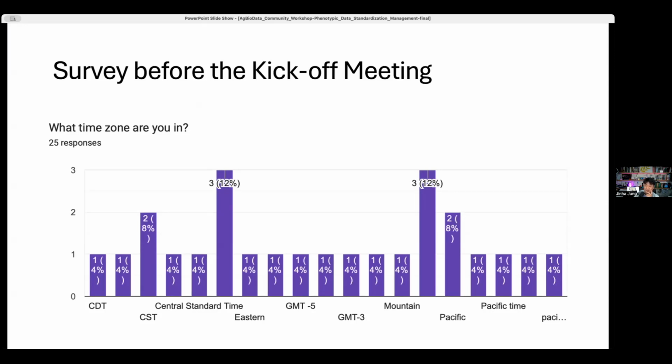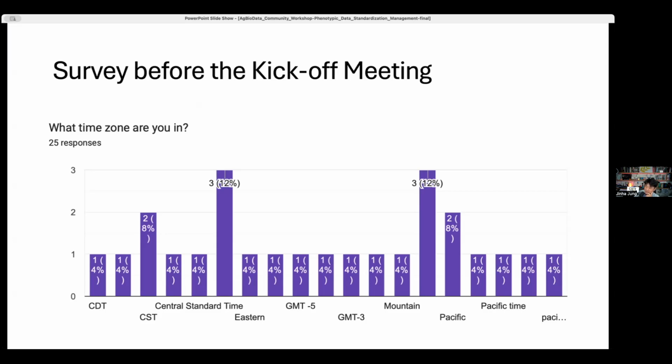When we were planning the kickoff meeting, we thought we needed a pre-kickoff meeting survey to figure out the best time to meet and how many are actually willing to join, because even though many people say they're interested, when you open it up, we never know how many are actually going to show up. So we sent out the kickoff meeting survey.